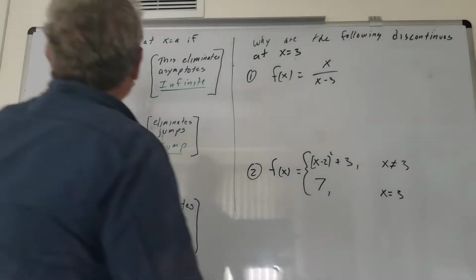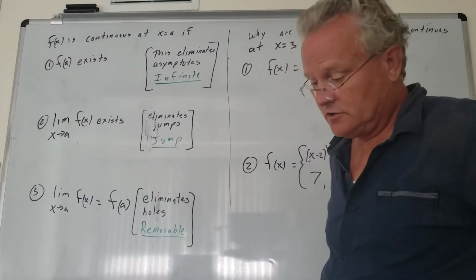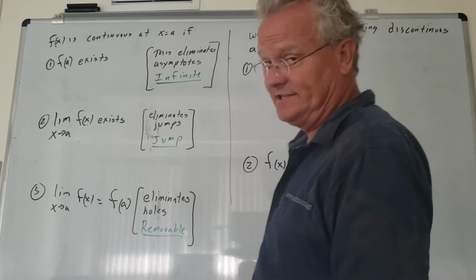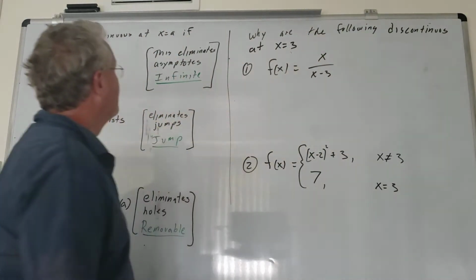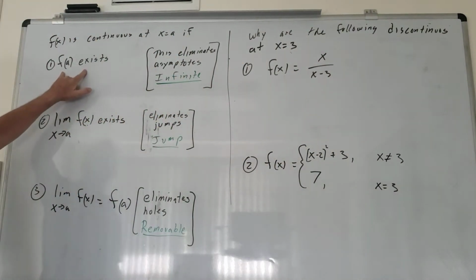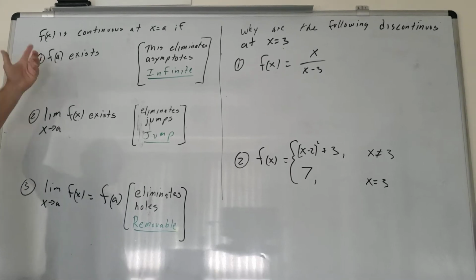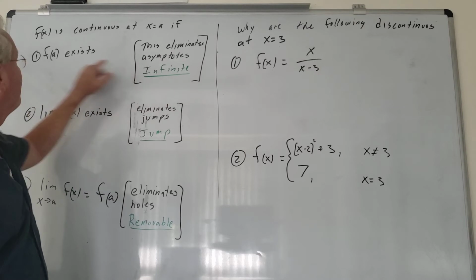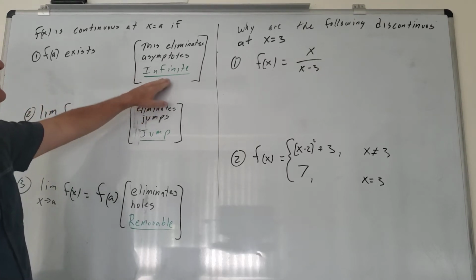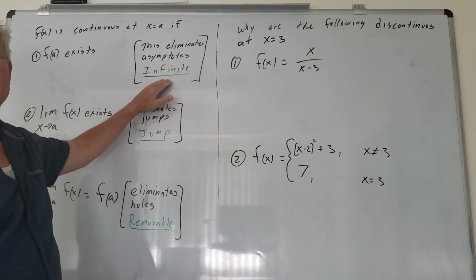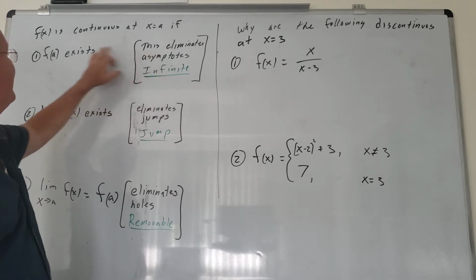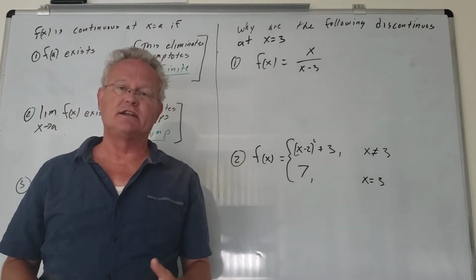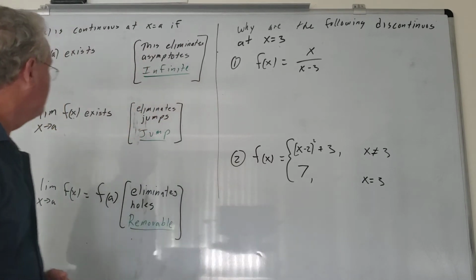All right, so first of all, let's look over the criteria to determine if a function is continuous at some x value a. Well, the function has to exist at a. If f of a does not exist, we call it an infinite discontinuity, because if f of a doesn't exist, it means we tend to have a vertical asymptote.